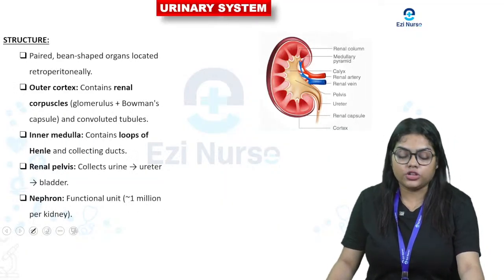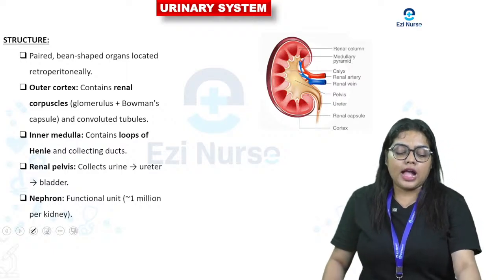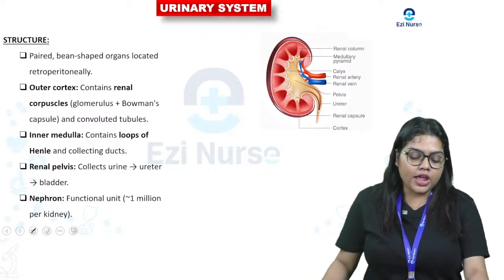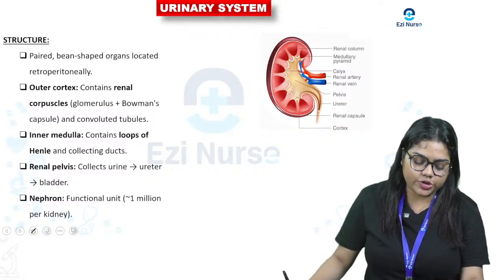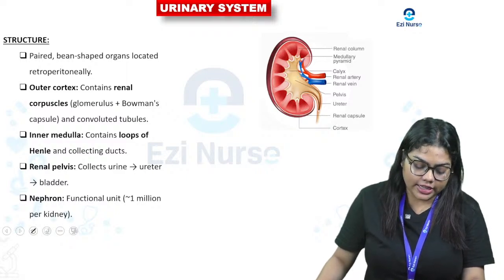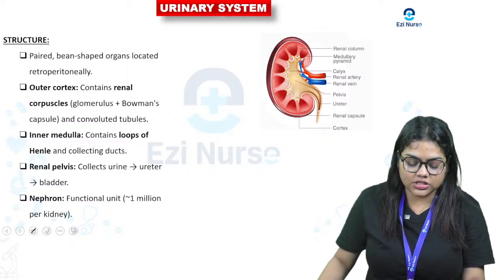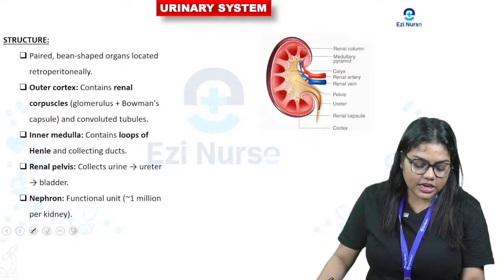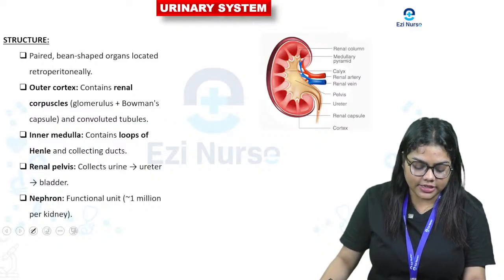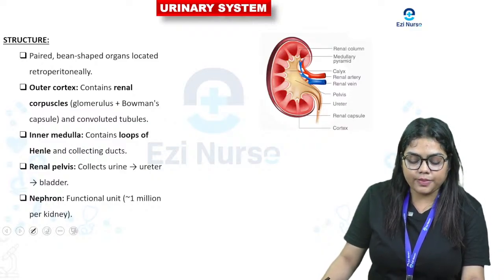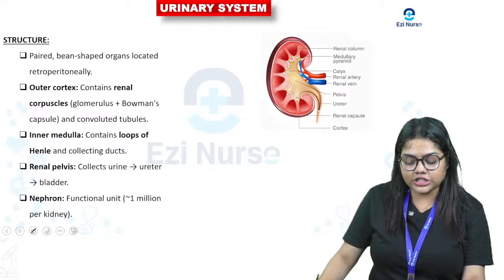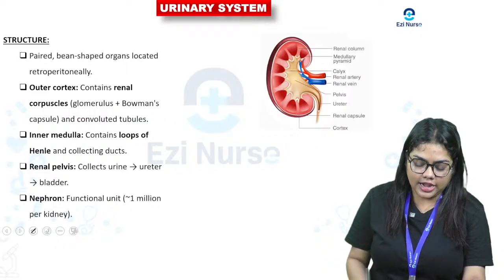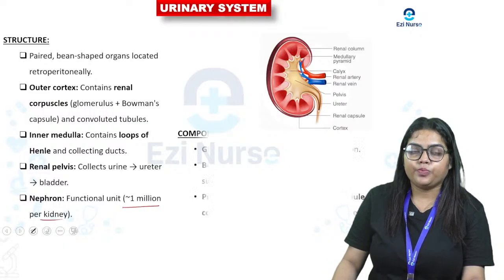Next, move on to the urinary system. So the urinary system has two bean-shaped organs located in the retroperitoneal area. The outer cortex contains the renal corpuscle, which includes glomerulus and Bowman's capsule, and convoluted tubules. The inner medulla contains the loop of Henle and collecting ducts. The renal pelvis is made for the collection of urine, then ureter and bladder. The nephron is the functional unit and there are 1 million per kidney.